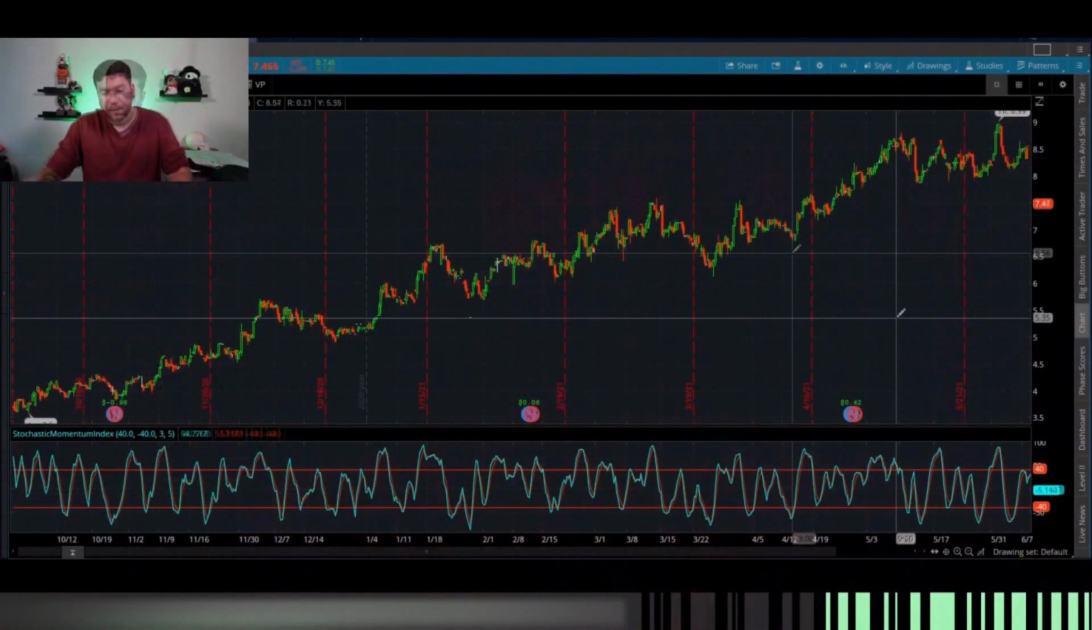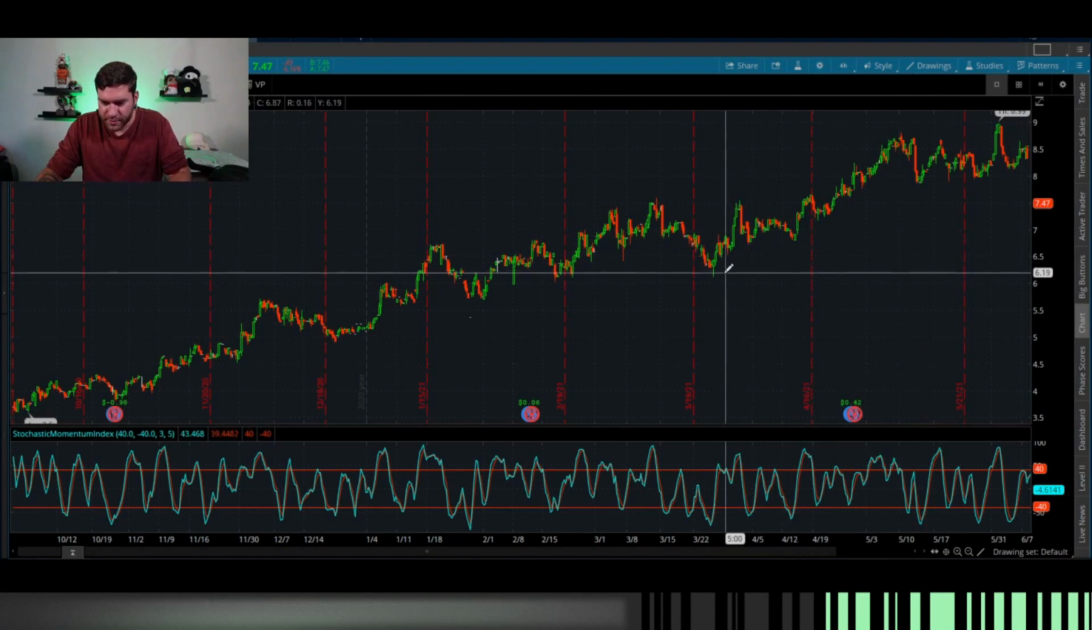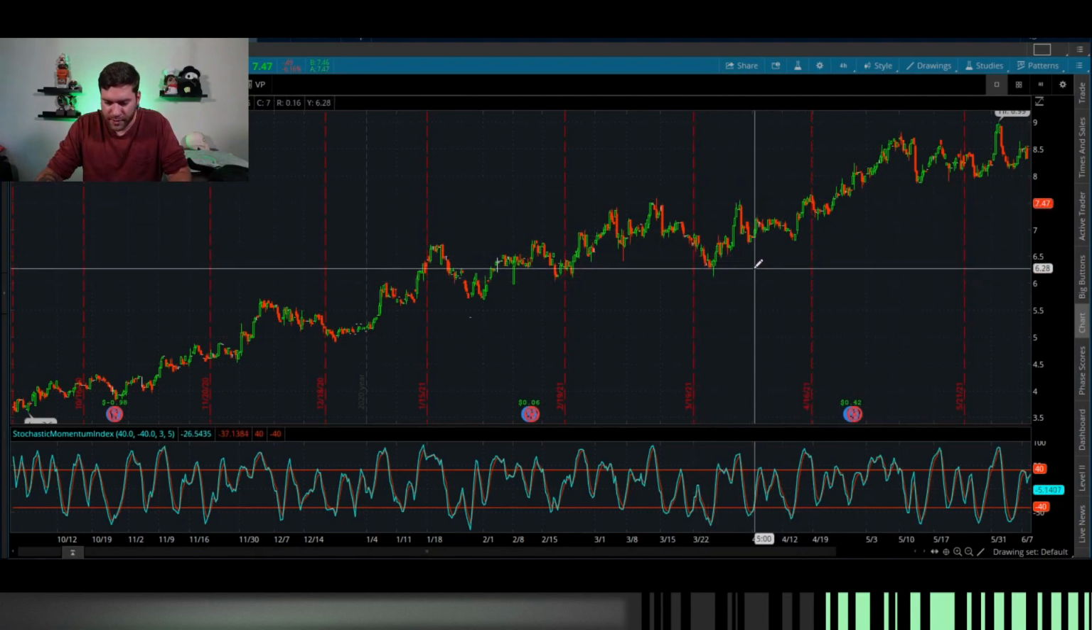Again, for a divergence, I'm checking bottom to bottom of the price action and then bottom to bottom of the stochastic. What I'm looking for is for them to not line up. Let me show you. So what I'm looking for is for them not to add up. We can see this whole area over here, a nice uptrend, right?